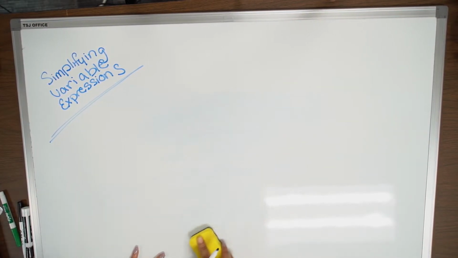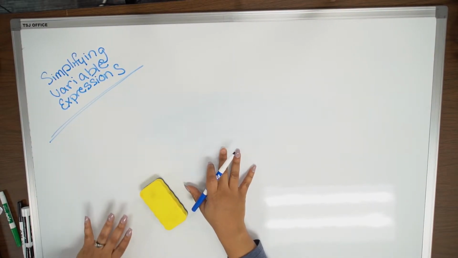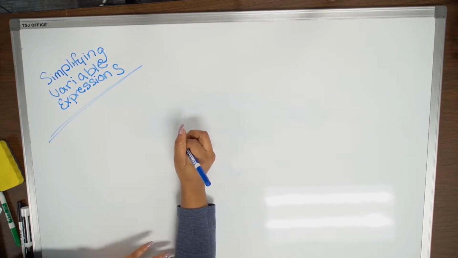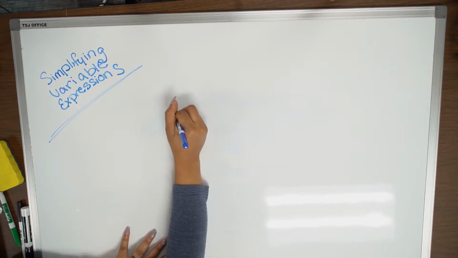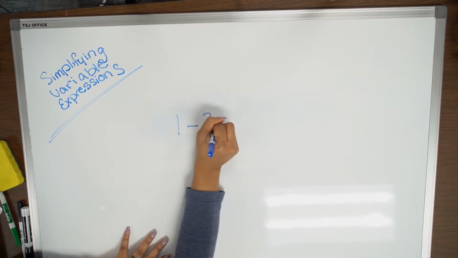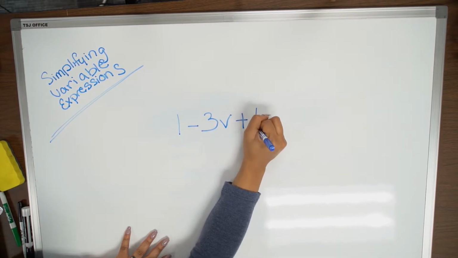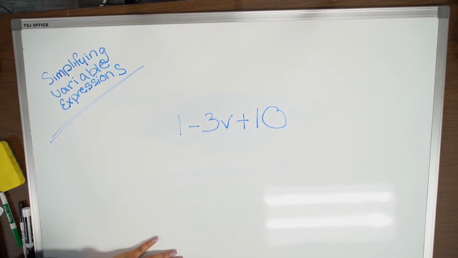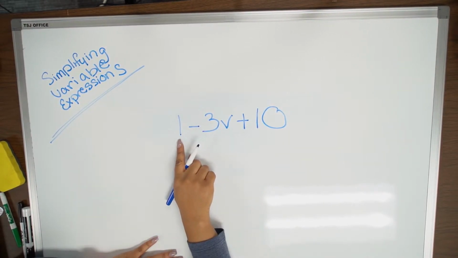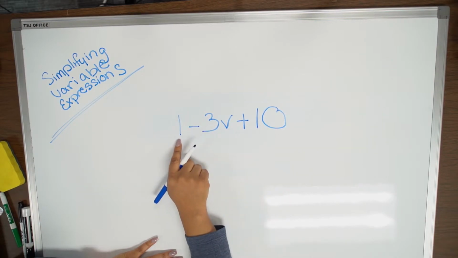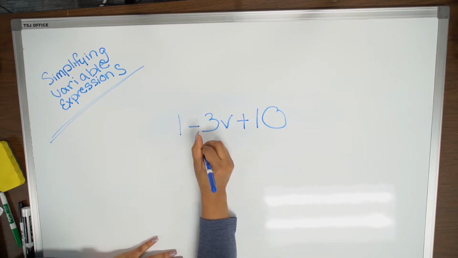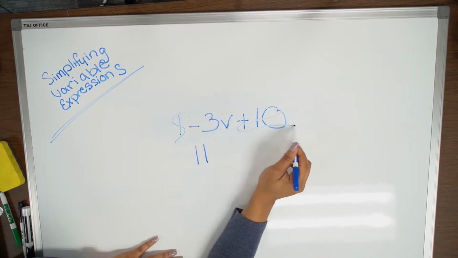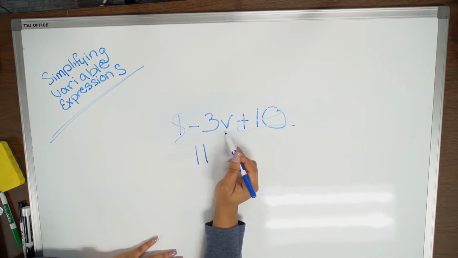Let's do another one. All right, let's do 1 minus 3v plus 10. So what do you think our first thing we have to do is? That's right, combine the 1 and the 10. So 1 plus 10 is 11. All right, so we got rid of this, we got rid of this. So all that's left is negative 3v.